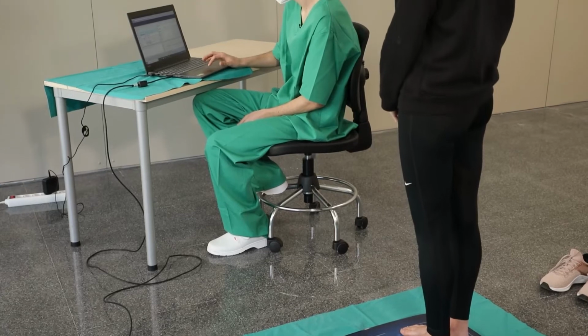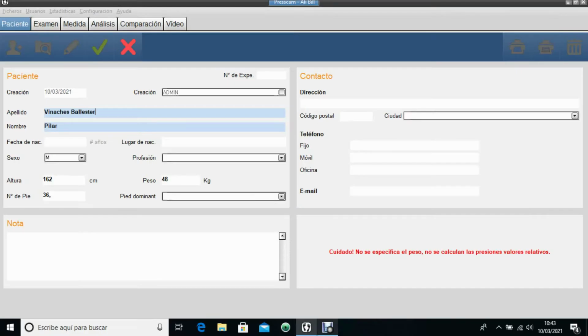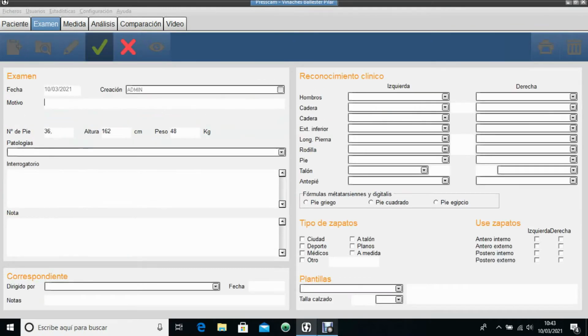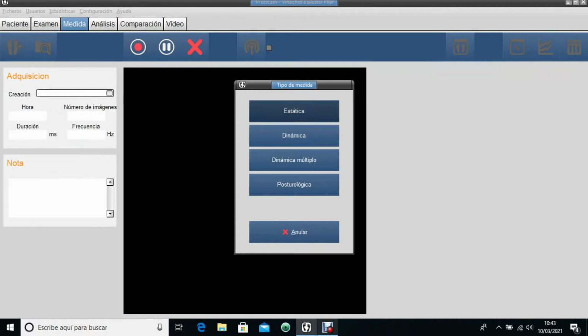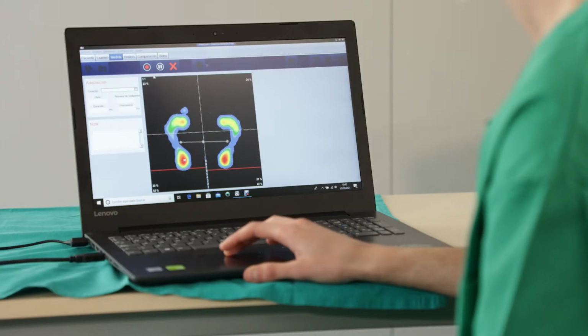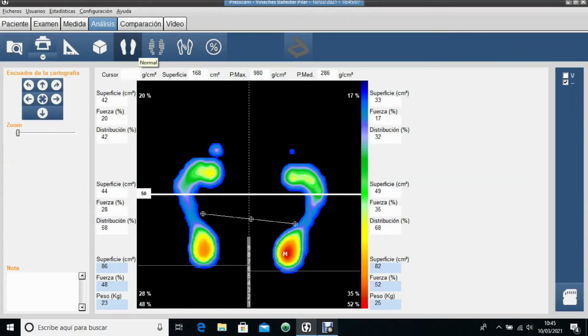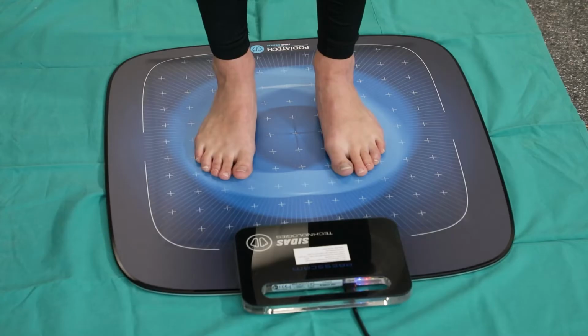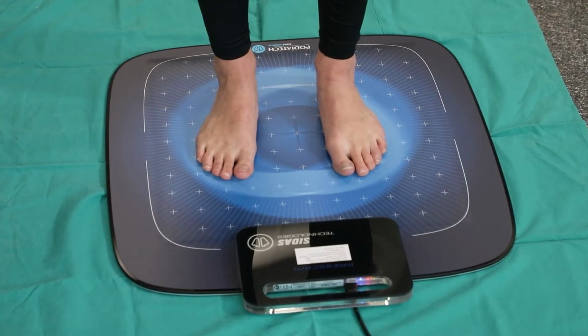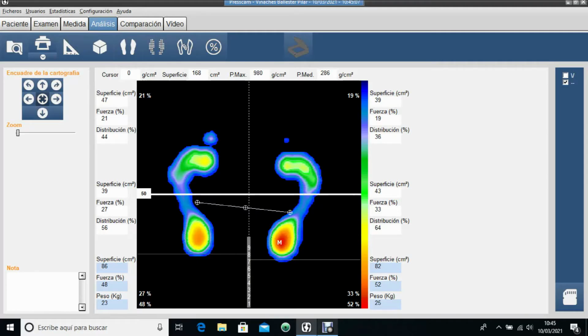The data is taken in the software of the computer connected to the pressure platform. For the static pressure measurement, we obtain a capture like a photo. Pressure data is obtained from both feet of the patient on a color scale that ranges from cooler colors, for example blue, to warmer colors like red.